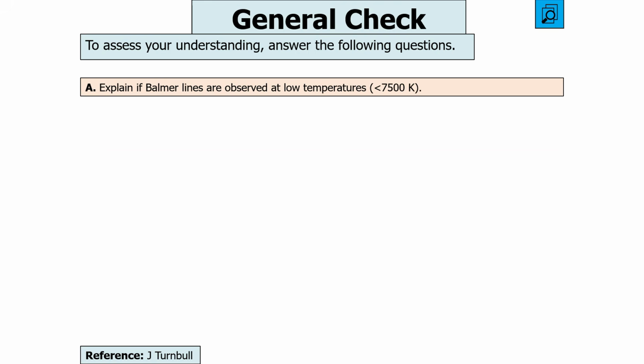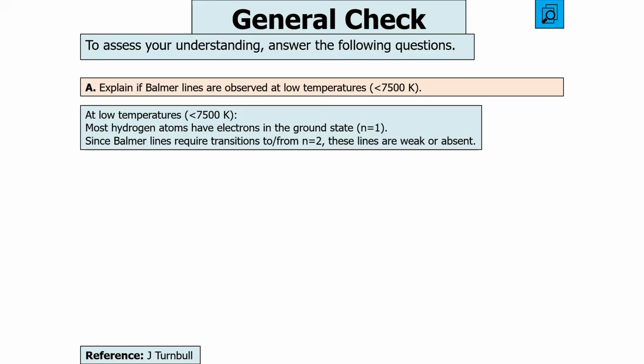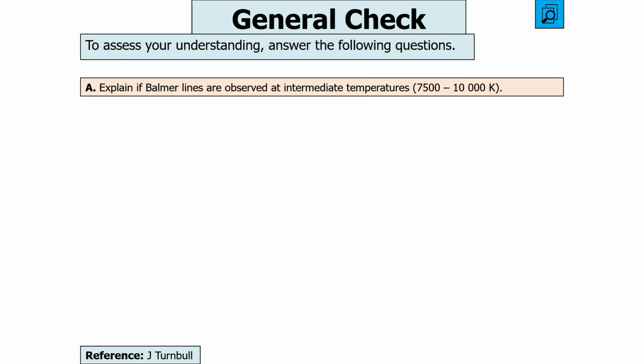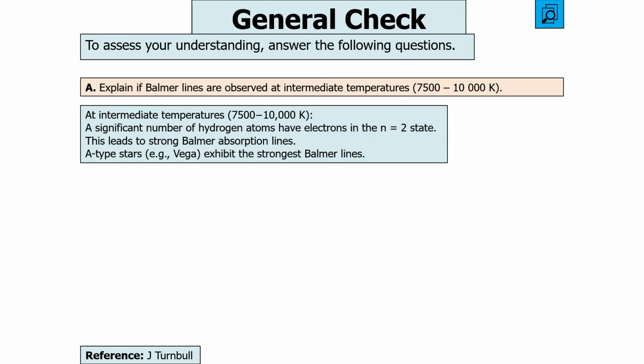Explain if Balmer lines are observed at low temperatures. At low temperatures, most hydrogen atoms have electrons in the ground state n=1. Since Balmer lines require transitions to or from n=2, these lines are very weak or absent. Explain if Balmer lines are observed at intermediate temperatures. At intermediate temperatures, a significant number of the hydrogen atoms have electrons in the n=2 state. This leads to strong Balmer absorption lines, so A-type stars with these temperatures exhibit the strongest Balmer lines.